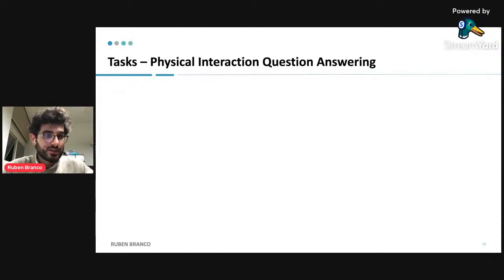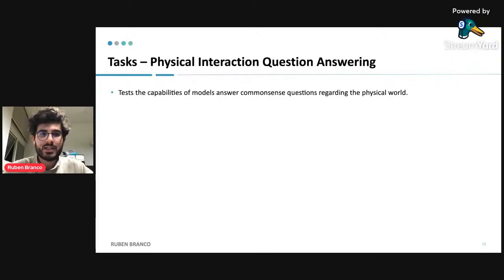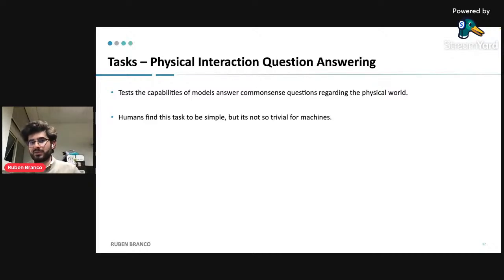And for the third task, this is a very interesting one. It's the physical interaction question answering task. So it tests the capabilities of models to answer common sense questions regarding the physical world. And we humans, we find this to be very simple because, I mean, we interact with the physical world at every waking moment, right?